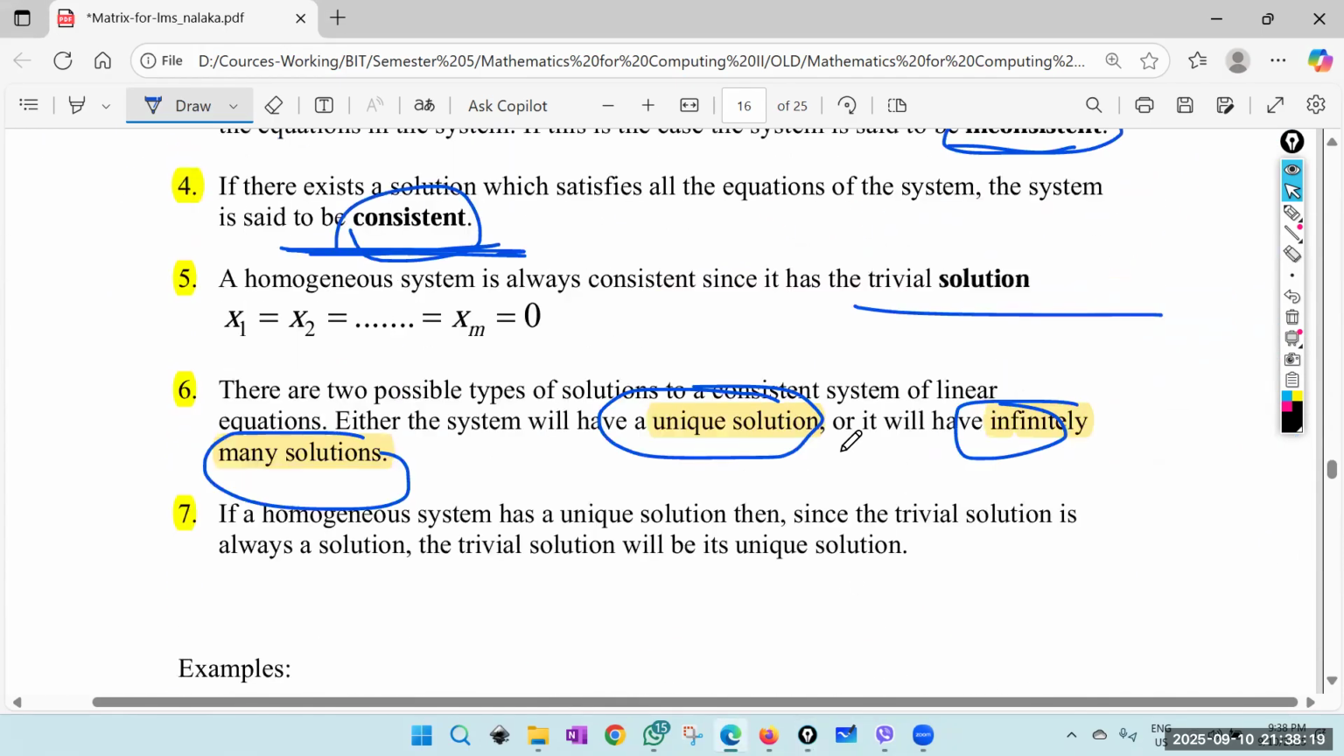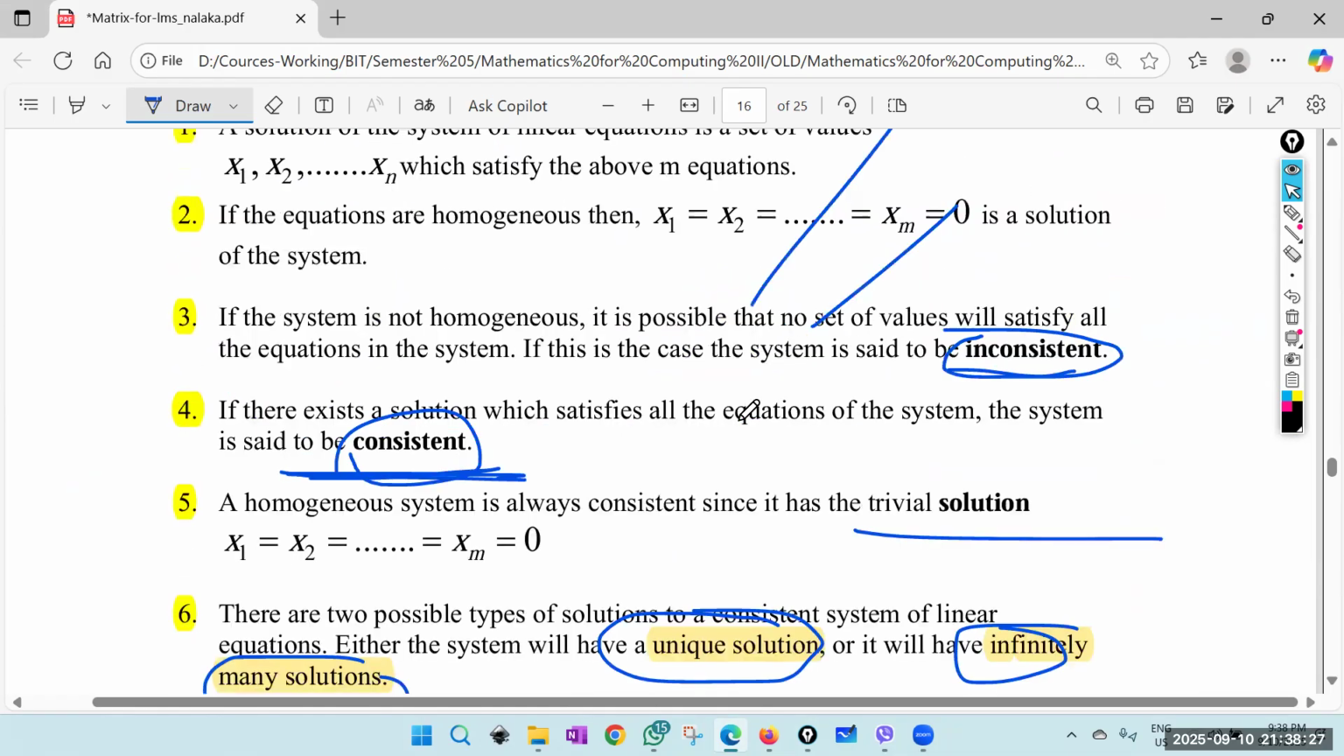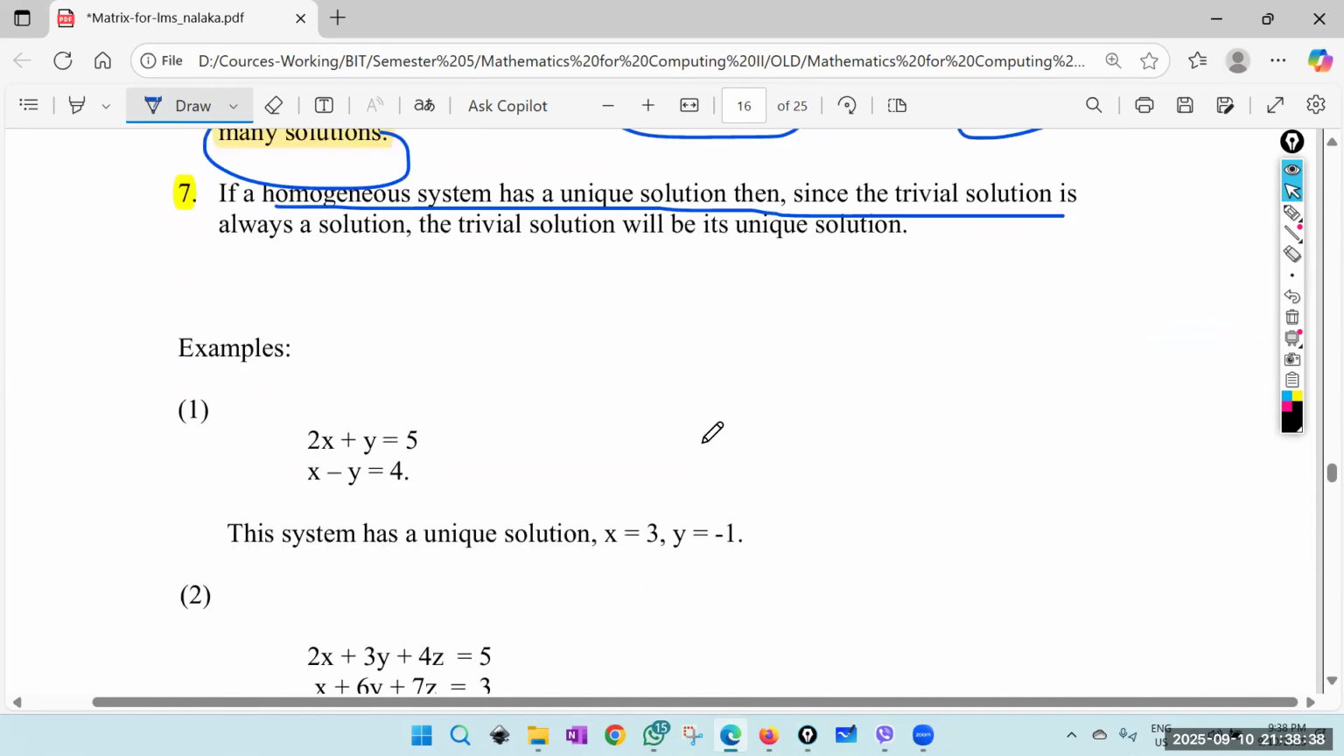If a homogeneous system has a unique solution, that is the trivial solution. The trivial solution can be x equals 0, y equals 0, z equals 0. If x1 equals 0, x2 equals 0, x3 equals 0, that solution is always there, if it is homogeneous.